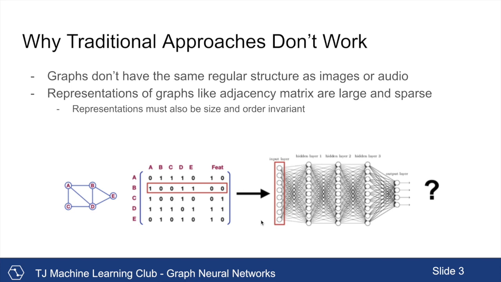And so for those reasons, we can't use a traditional multi-layered perceptron or even a CNN to gain insights and create these embeddings for each node in a graph. And so we need some other approach.